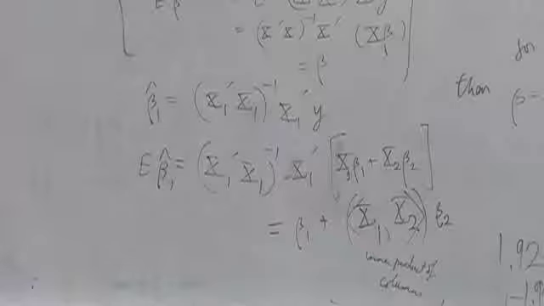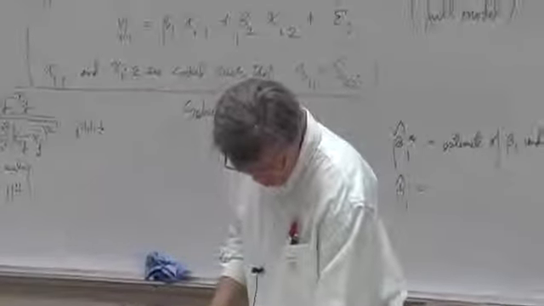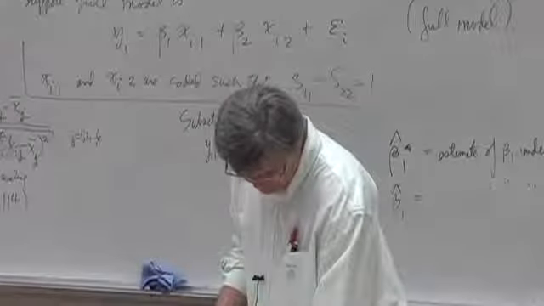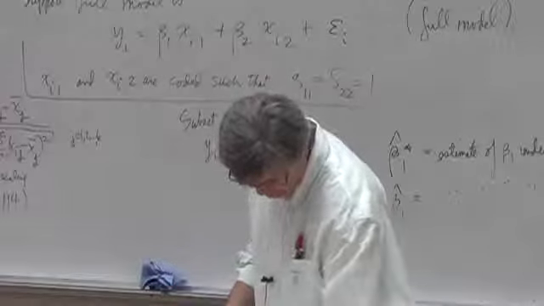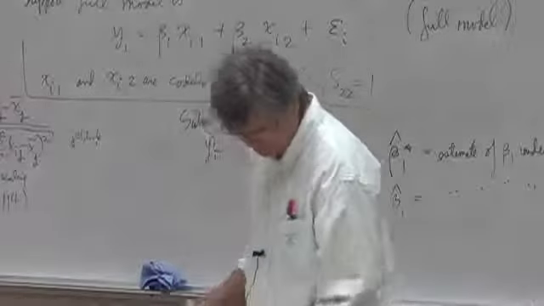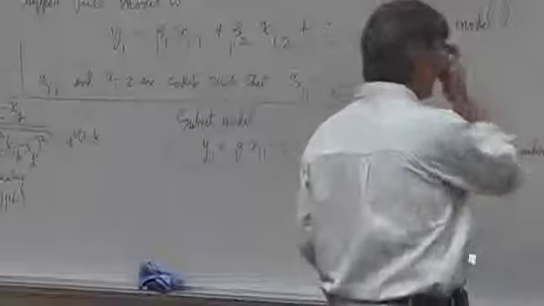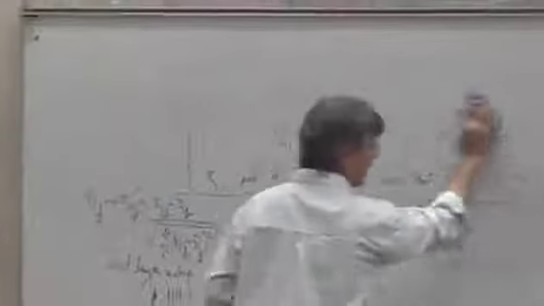Now what is the variance, though? We also have formulas for the variance. That's the next part of the question. Calculate the variance. Problem 9.13 says to suppose this, suppose that. Show that the variance of the full model estimate is sigma squared over 1 minus R12 squared. So what's the variance of this beta 1 star?